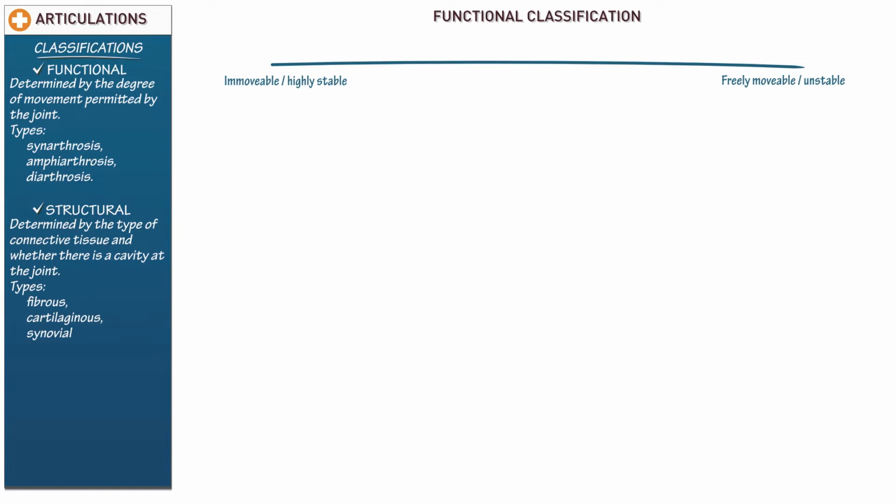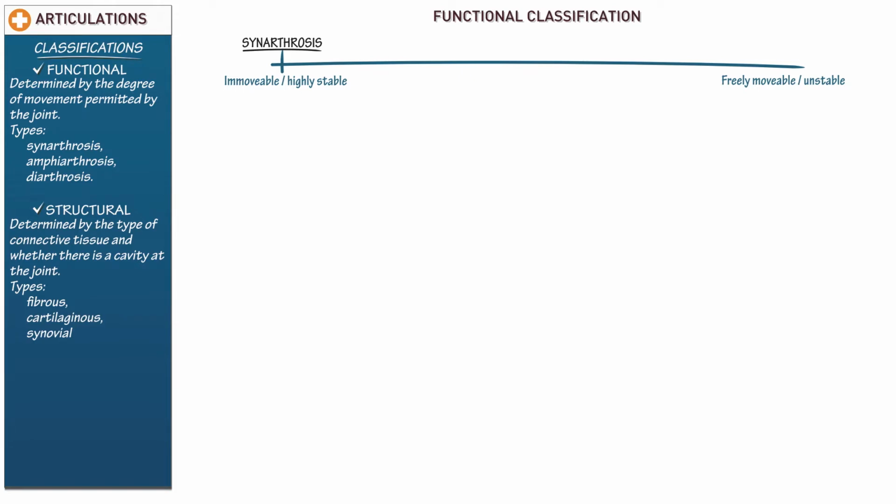On the immovable end, write synarthrosis. Synarthrosis joints are immovable and highly stable. Try to wiggle one of your teeth with your tongue or fingers. You can't because the joints between your teeth and their sockets are synarthrosis.